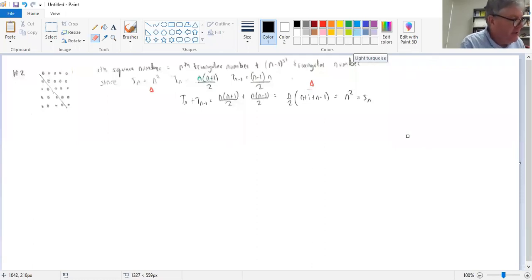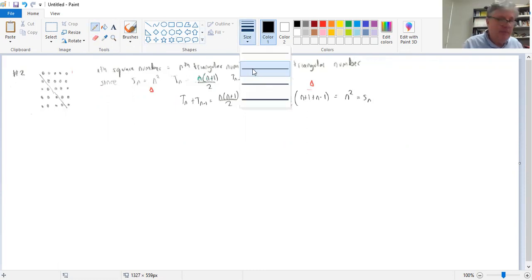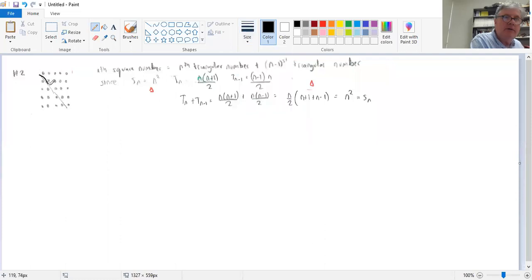Okay, so the second question was to show algebraically and geometrically that any square number is the sum of two consecutive triangular numbers. So the picture is pretty straightforward. You just draw yourself a square, you do little dots like this, and you can just then see that you can put a line across the diagonal, kind of like that, and it's going to split it up into two triangles.